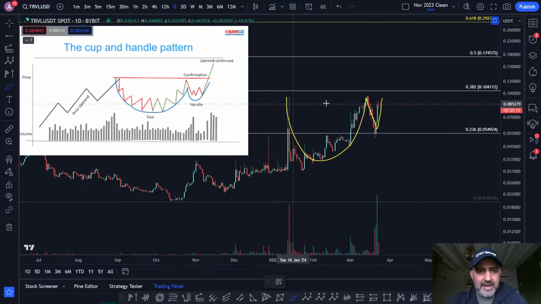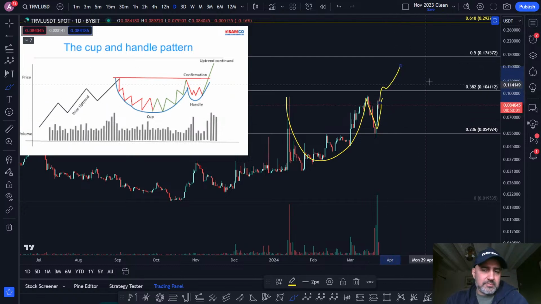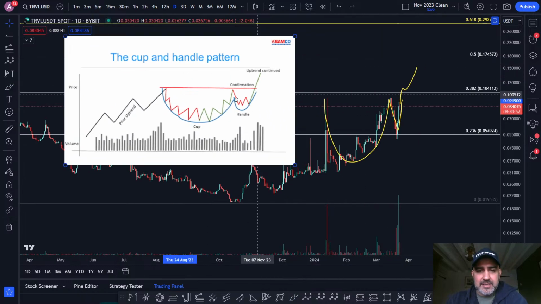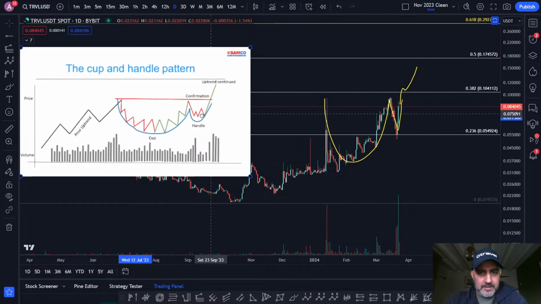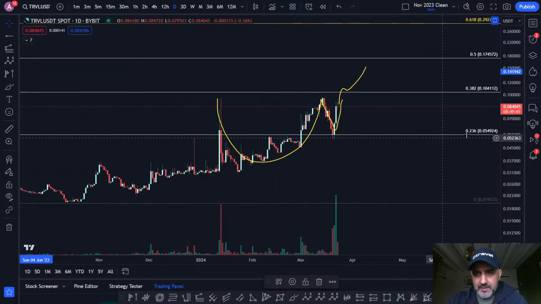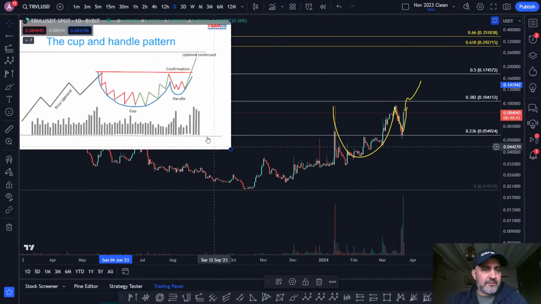And you have your break line. The break line in this case is 9 cents. So as long as we break 9 cents, the uptrend continues. Look, uptrend continued. So this is a slight correction in the course of our uptrend, but it's not really a correction, it's a slight accumulation or something. So I think we have this kind of cup and handle pattern forming.